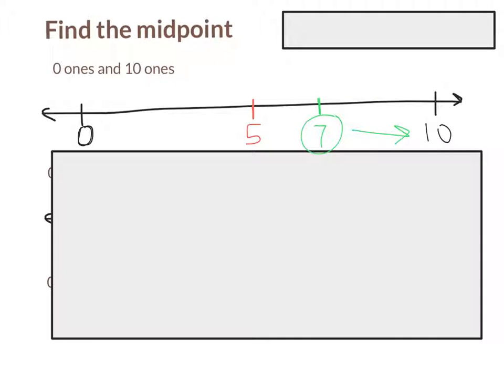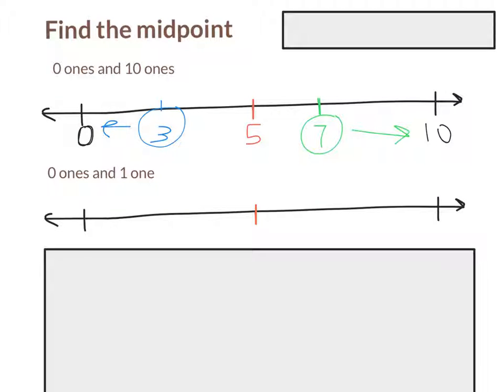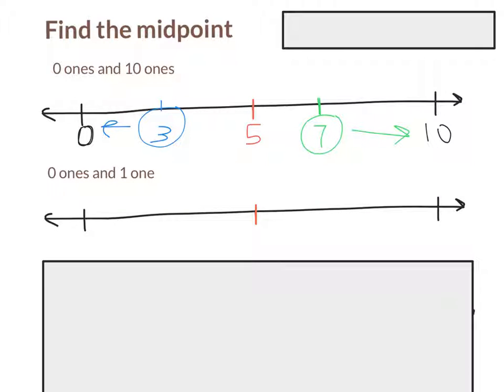10. What if I have a number like 3? Is that closer to 0 or closer to 10? 0. So 3 rounds to what number? 0. If 3 is closer to 0, what number does it round to? 0. Okay. Now, let's look at the next number line. This time we have 0 ones and 1 ten. Draw yourself a number line.